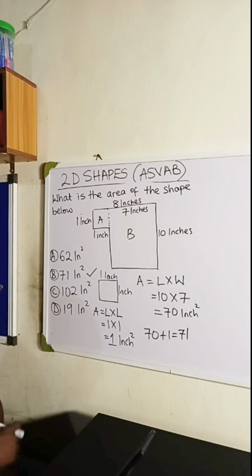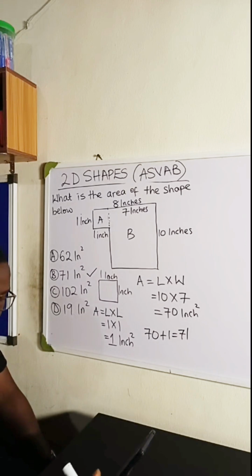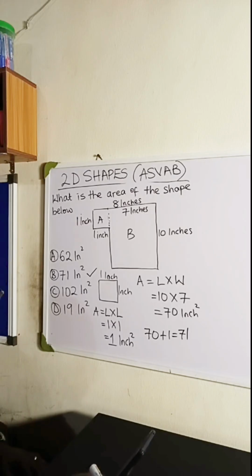So now let's look at the area of a triangle. I'm trying to be as fast as possible because I have something else to do. I have a one-on-one tutoring. I have an ASVAB group class in the next 27 minutes.